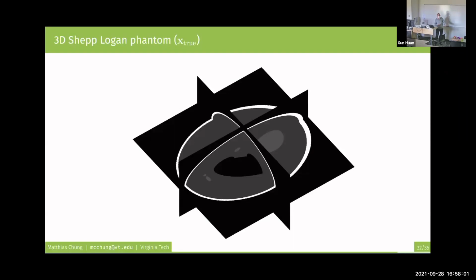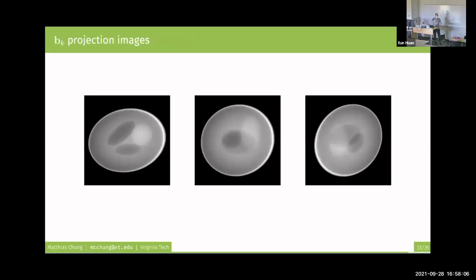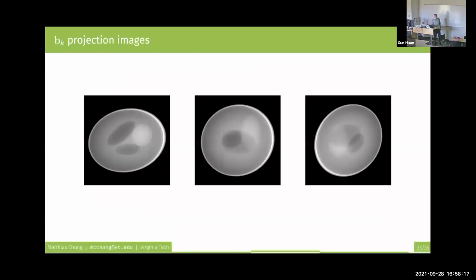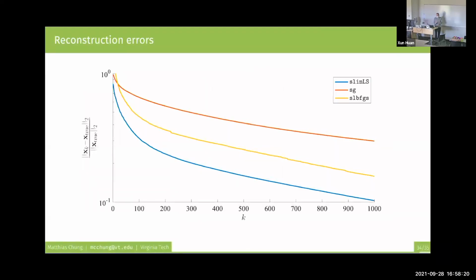So that's something like your 3D volume, how it looks. These are your projection images. There you have, how many did we? 1,000. 1,000 of these images. And these are essentially the convergence, how I get my reconstruction. And you see SGD and some BFGS methods and sample limited memory least squares methods.